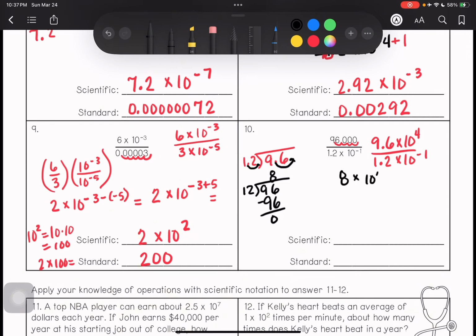times 10 to the 4 minus a negative 1. So in scientific notation, a negative in front of a negative makes that a positive. So your final answer is 8 times 10 to the positive 5. In standard form, you'll move the decimal 5 times to the right, which means you need to add 5 zeros. 1, 2, 3, 4, 5. Between every third number, counting from the back, you'll put a comma. So your answer is 800,000.